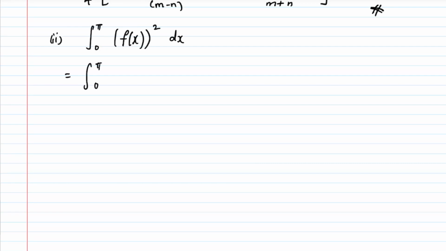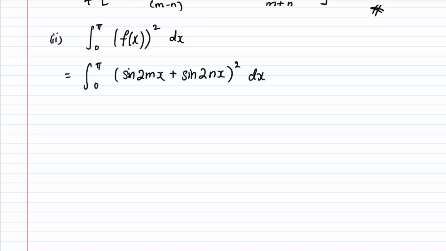So integrate from limit 0 to pi of (sine 2mx plus sine 2nx) squared dx. So this was from your f(x) that was given in the question. So from here, what can you do? Okay, this is very simple.